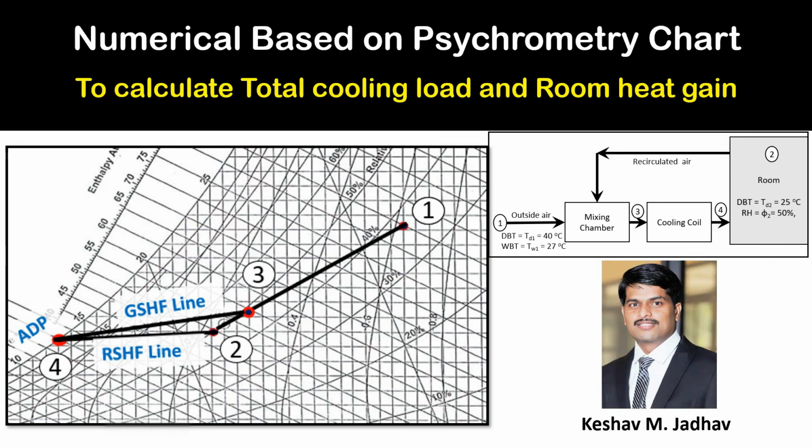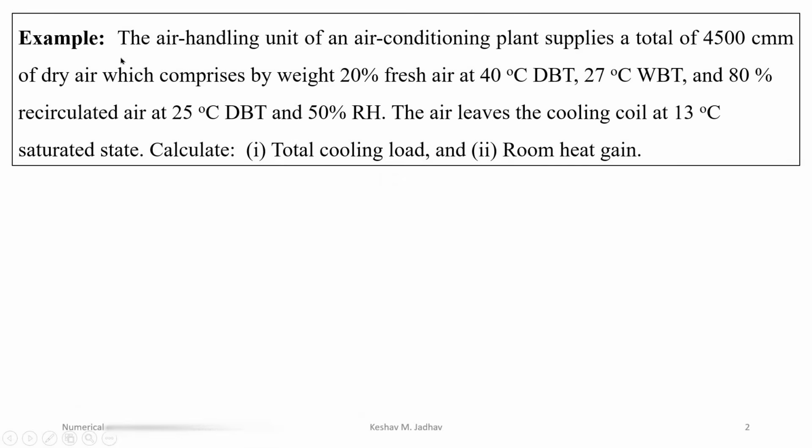In this video, I will explain how to solve a numerical based around psychrometry chart to calculate total cooling load and room heat gain. So, example is like this.